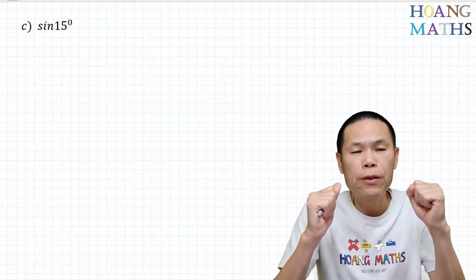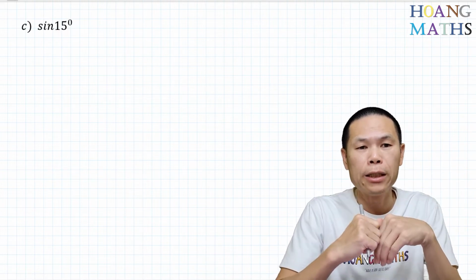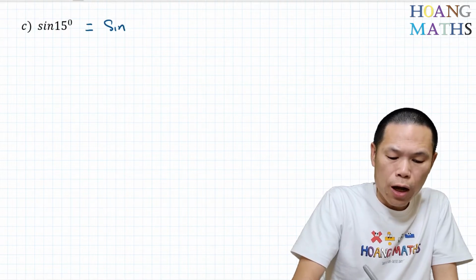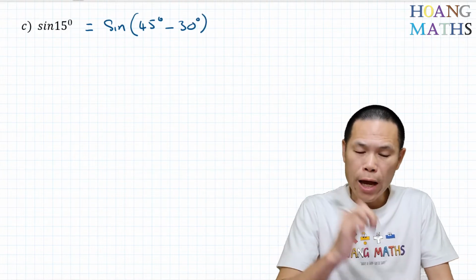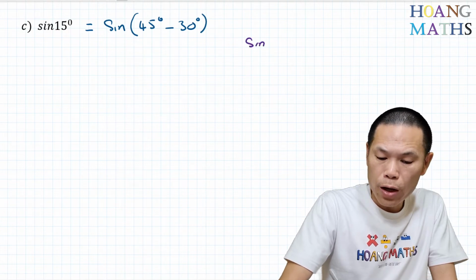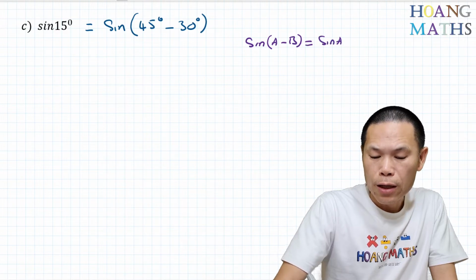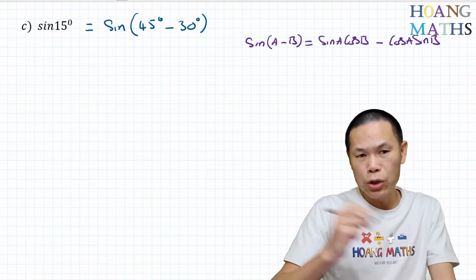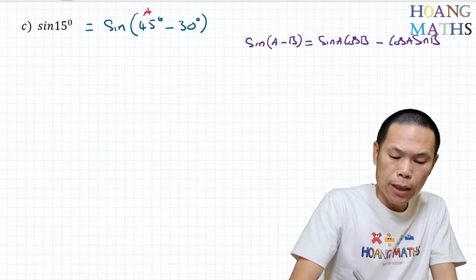Part C, sine of 15 degrees. Of course, we know that 15 degrees is 45 degrees minus 30 degrees. So let me just write this down. That is equal to sine of 45 degrees minus 30 degrees. And we know the identity: sine of A minus B gives me sine A cos B, we minus cos A sine B. So now we just use this identity, and A is 45 degrees, B is 30 degrees.